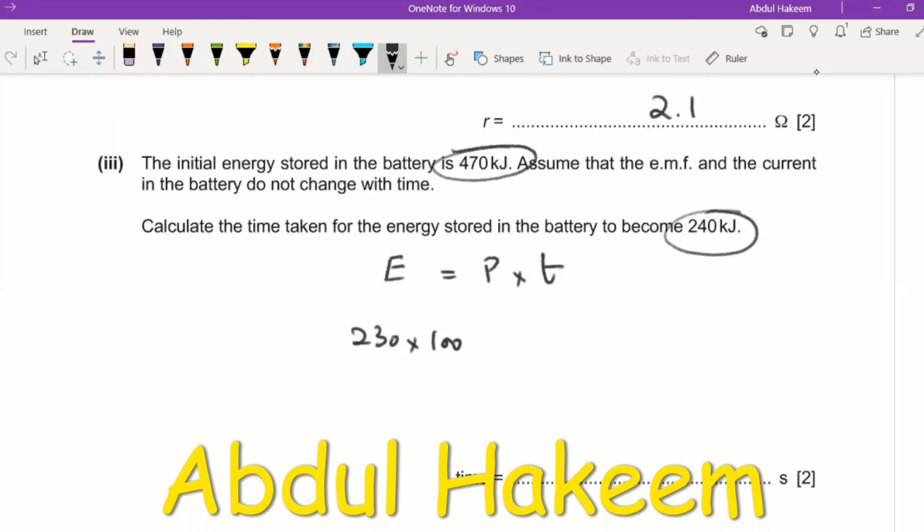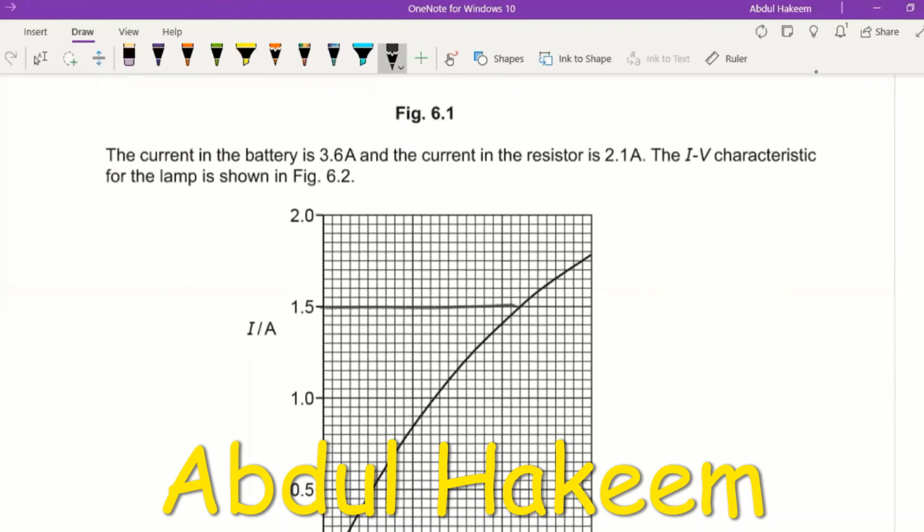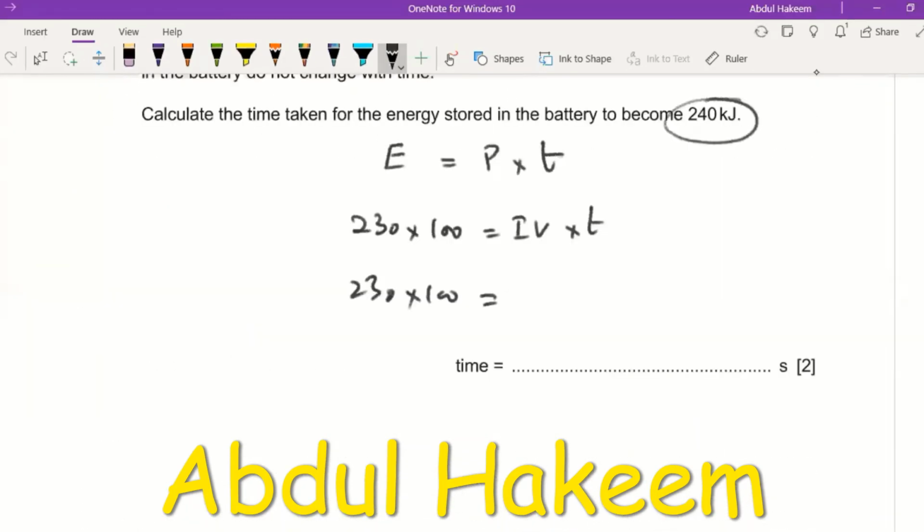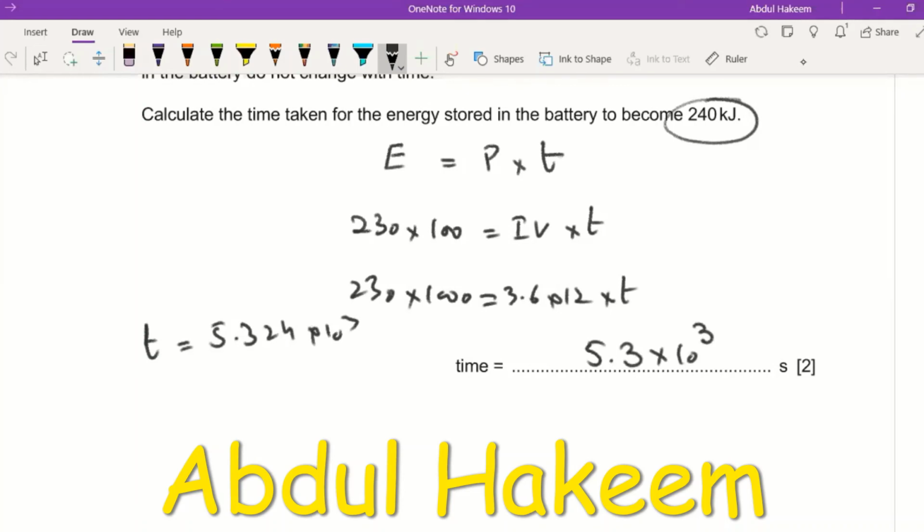And the energy is equal to I into V into t. So 230 multiplied by 1000. Current from the battery is 3.6 with 12 volt. So 3.6 multiplied by 12 multiplied by t. So after calculation, t is equal to 5.324 into 10 power 3. So approximately 5.3 into 10 power 3 seconds.